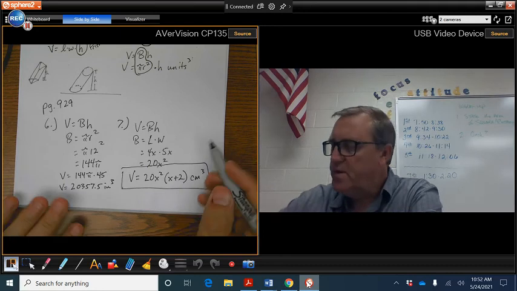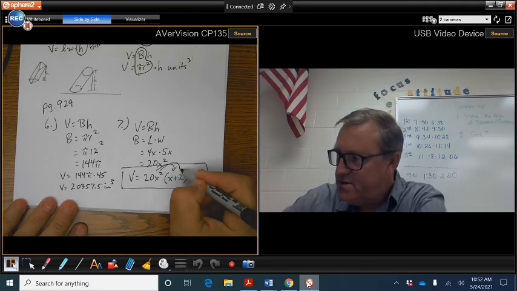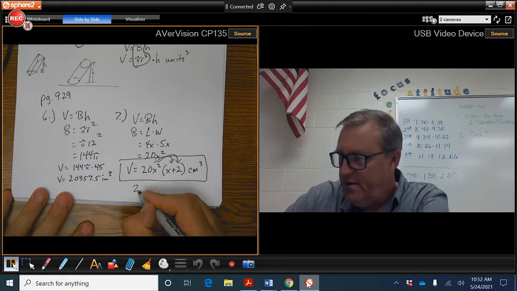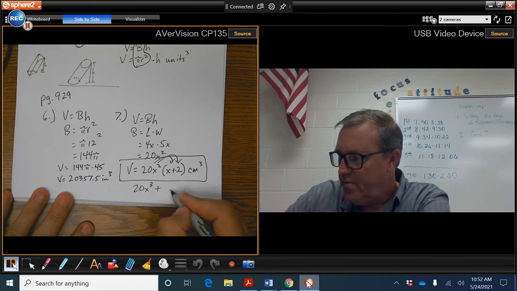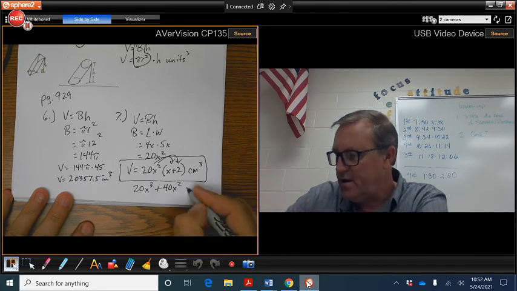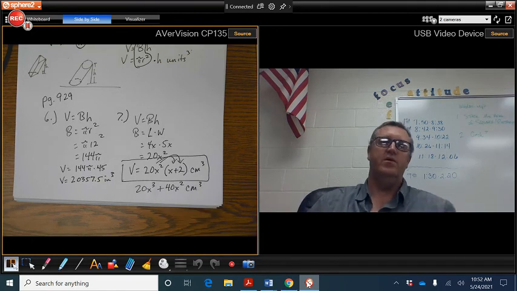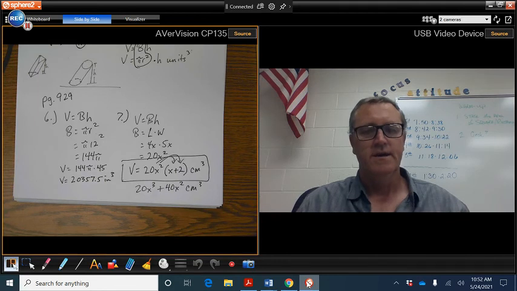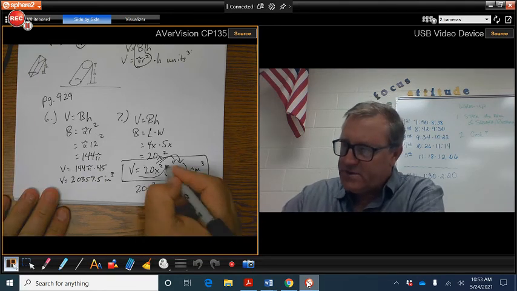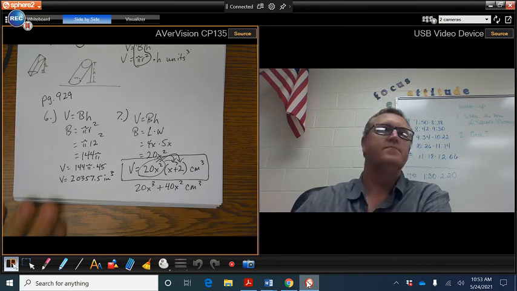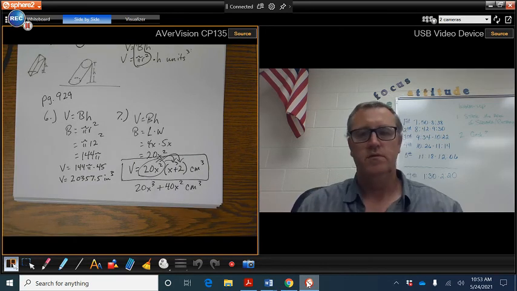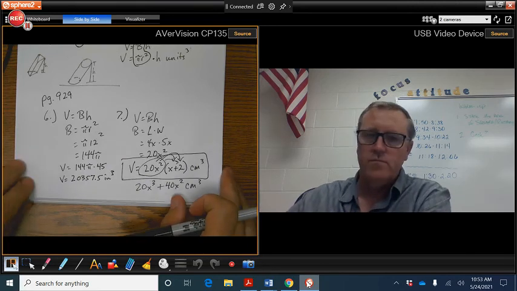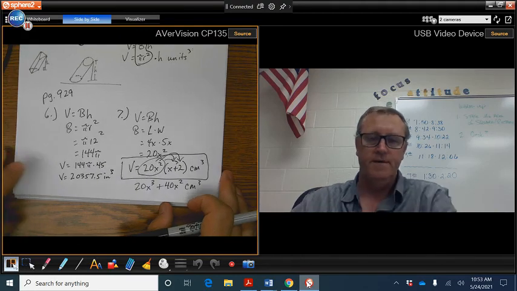Could you distribute the 20x squared to both terms? Yes. Doesn't help you that much, but if you did, 20x to the third plus 40x squared, that's also acceptable as a solution. Wait, it would be 40x squared. Yes, because you take the entire thing, 20x squared, times 2. Yep. Okay. We good there? All right.